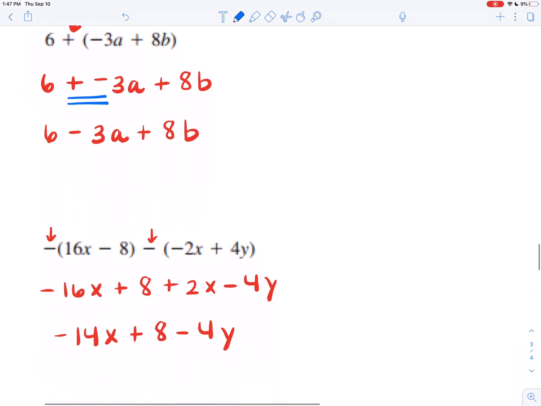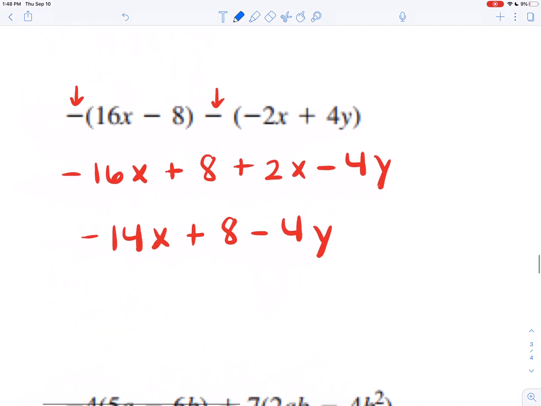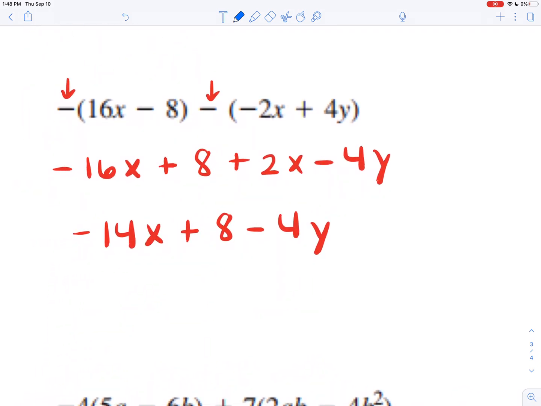All right, now, in the second example, again, we have parentheses, but notice there's a negative in front of the parentheses, right? It's not a positive. If it's positive, I can just drop parentheses. If it's negative, I have to change the sign on everything that's in parentheses, and that's what you see that I did here. The 16x became negative. The negative 8 became positive. The negative 2x became positive. And the positive 4y became negative.